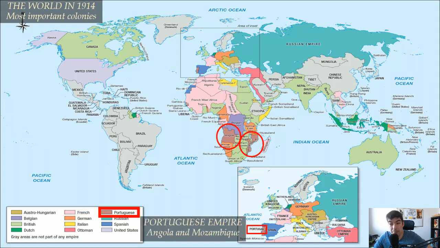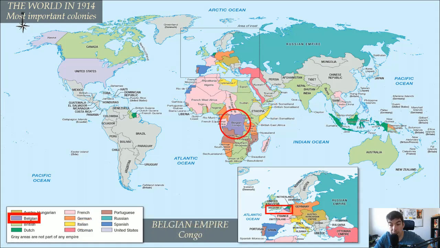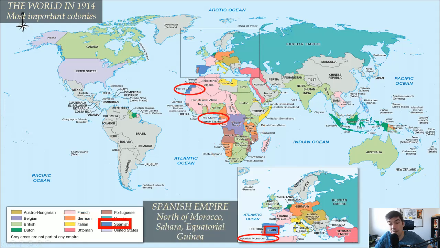In the Portuguese Empire, they continued with the colonies they had since the modern age, Angola and Mozambique. Italy went to Libya, Eritrea and Somalia, the eastern part of Somalia. Belgium had the Congo in Central Africa, and the Germans had Togo, Cameroon, German East Africa, which is nowadays Tanzania, and German Southwest Africa, today Namibia.